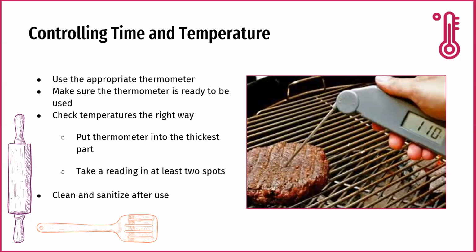Controlling time and temperature. So making sure our thermometer is ready to use, it must be clean and sanitized. Food is safely cooked when the internal temperature is high enough to kill the germs that can make you sick. So use food thermometers to be sure your food is safe. When you think your food is almost done, place the food thermometer in the thickest part of the food, making sure it does not touch any bones, fat, or grill. And you can also refer to the minimum cooking temperatures chart that we'll look over later on in the presentation to make sure your foods have reached a safe temperature.